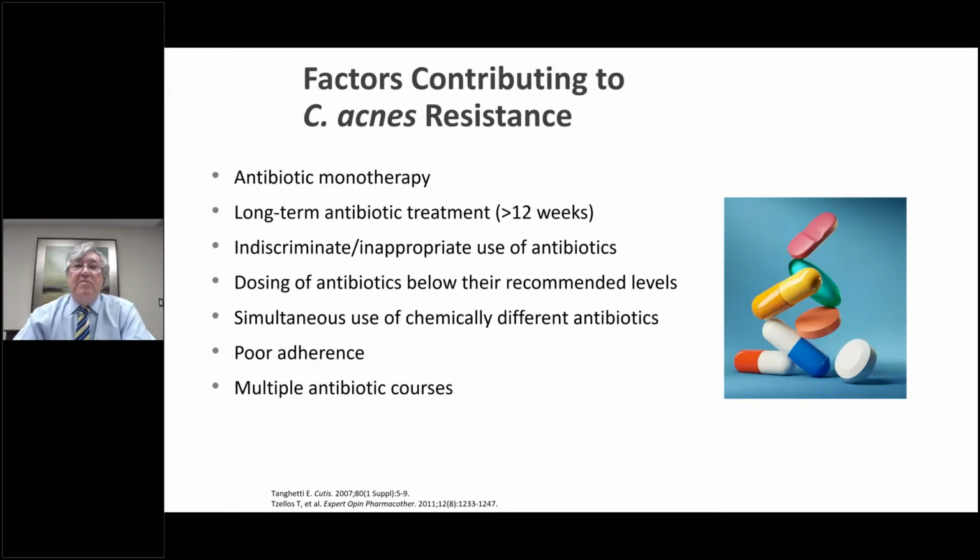So factors contributing to P. acnes resistance. Again, we talked about this: antibiotic monotherapy, long-term treatment, indiscriminate inappropriate use of antibiotics, dosing of antibiotics below those recommended levels, simultaneous use of chemically different antibiotics, poor adherence, and multiple antibiotic courses in the person.